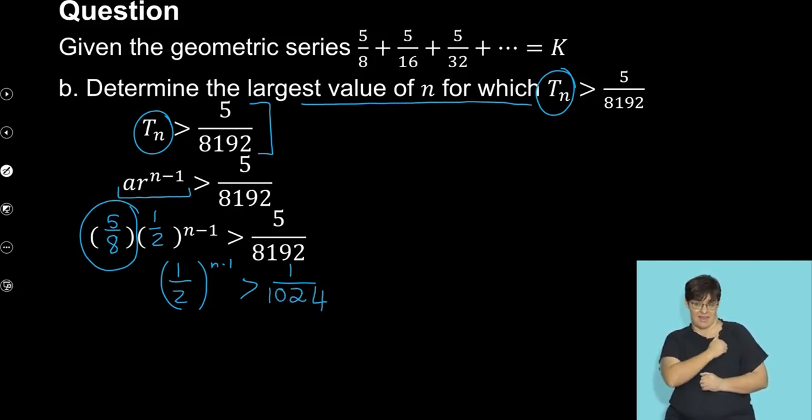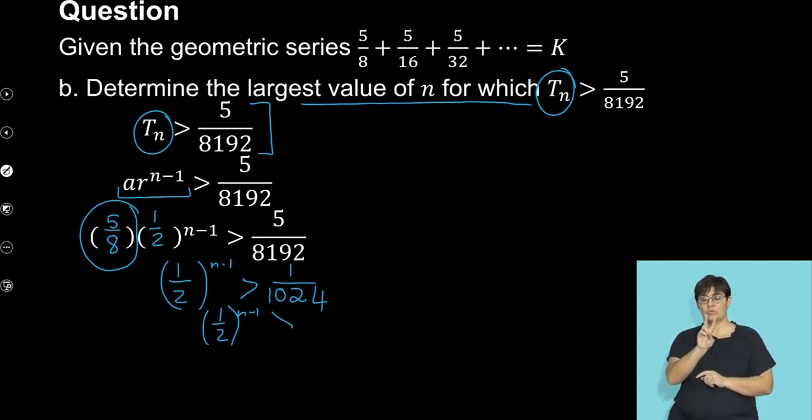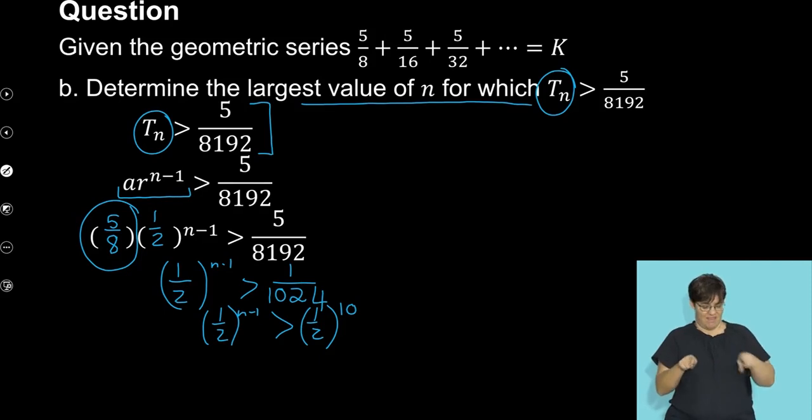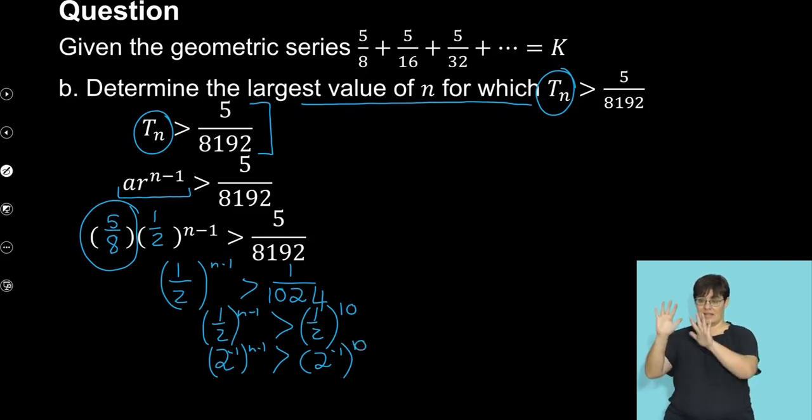Luckily, if I am aware of how to use prime bases, I know that 1024 is 2 to the power of 10. So 1 over 1024 is the same thing as a half to the power of 10, which is wonderful because I like to be able to get the same bases in exponential equations because then I can drop them. But I have to remember that a half is the same thing as 2 to the power of negative 1. So it's going to be 2 to the power of negative 1, n minus 1, is greater than 2 to the power of negative 1 raised to the power of 10.